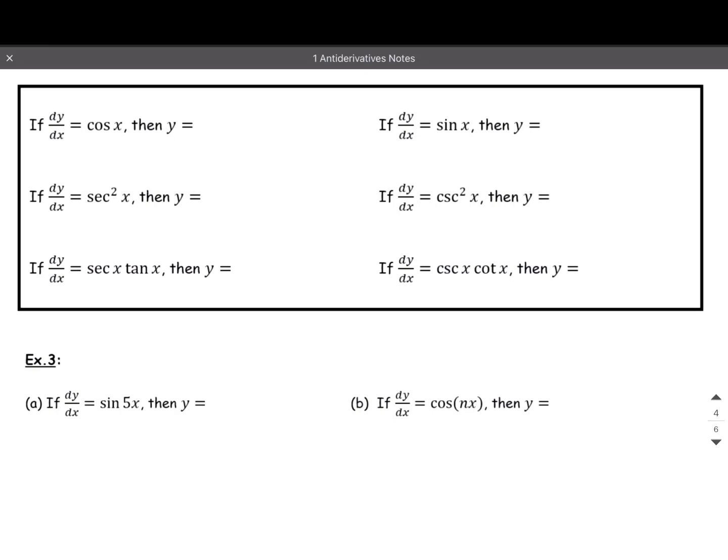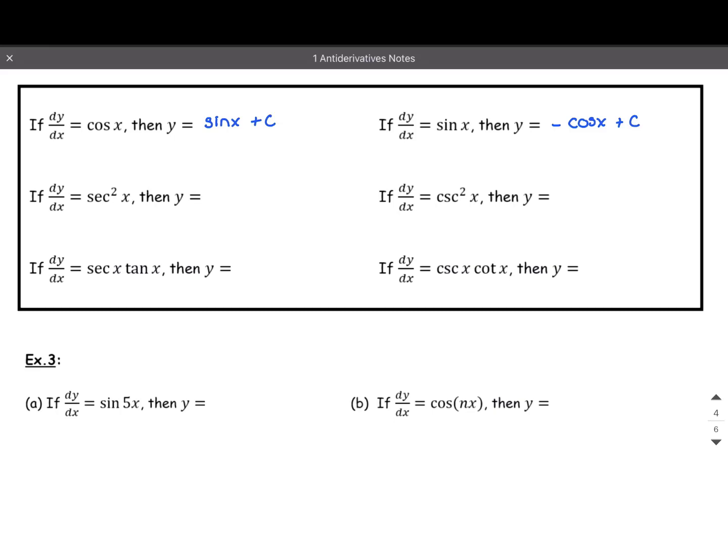Okay, if dy dx equals cosine x, what has a derivative cosine x? Y equals sine x, and don't forget that plus c. If dy dx equals sine x, then y equals, what has a derivative of sine x? Not cosine x, but negative cosine x, right? Because the derivative of cosine x is negative sine. So we need to negate that, and don't forget your plus c.